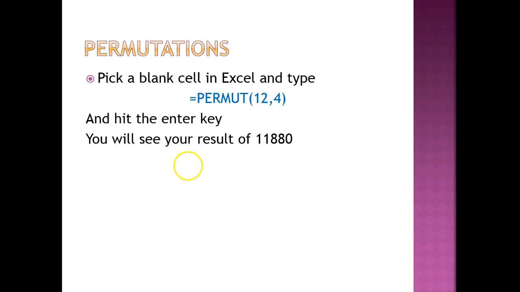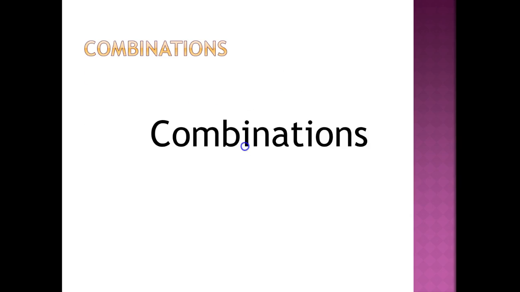So, pick a blank cell, type in P-E-R-M-U-T, or pick it from the function picker after you start typing permutation. It's the first 6 letters, 12, comma 4. There are 11,880 ways. Bazinga. Combinations. Now, with permutations, order matters.